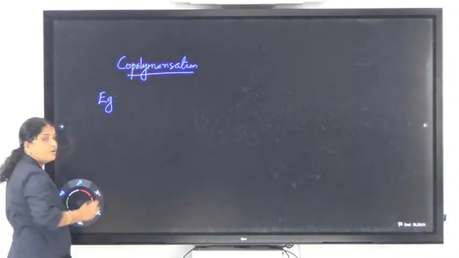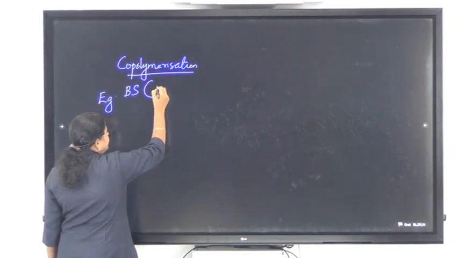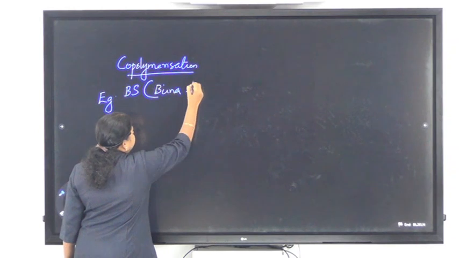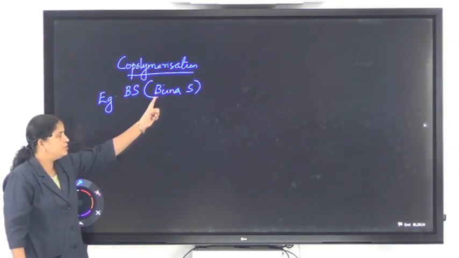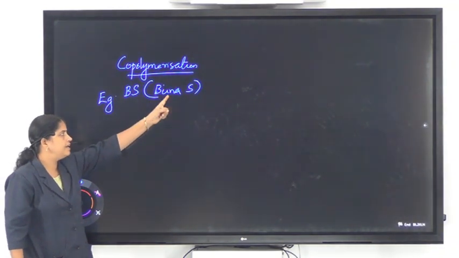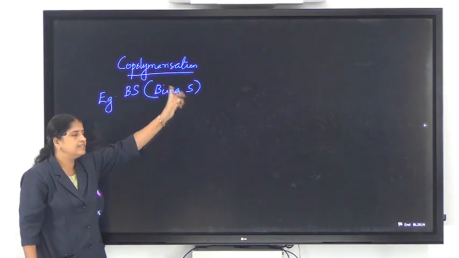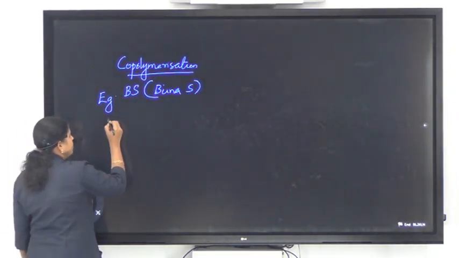The first example is the synthetic rubber you are familiar with, that is butadiene styrene rubber, BS, which is also known as Buna-S. The name stands for Buna: Bu stands for 1,3-butadiene, Na stands for the initiator used in the reaction, that is sodium, and S stands for styrene. Then we can see the formation of BS or Buna-S.